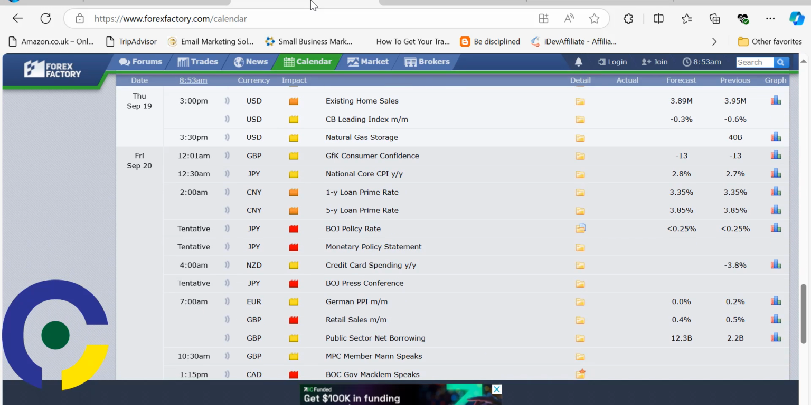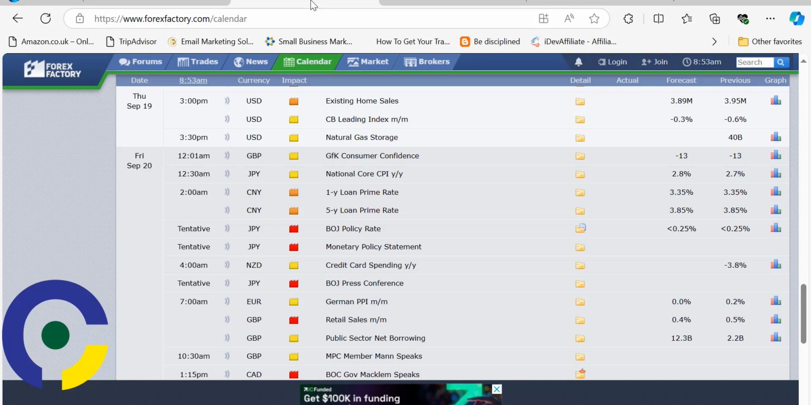Then on Friday, tentatively, BOJ policy rate will be out, and the forecast there is going to be less than 0.25%. Japan, they are very careful with interest rates, making sure that it remains as low as possible to encourage manufacturing, and their manufactured goods to be cheaper in Europe. So they always ensure that the rates are kept as low as possible.